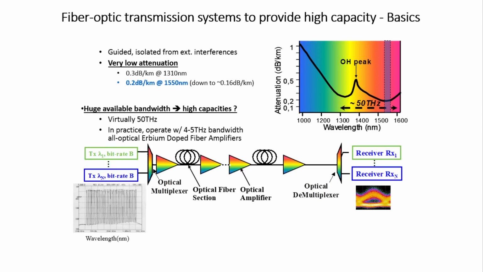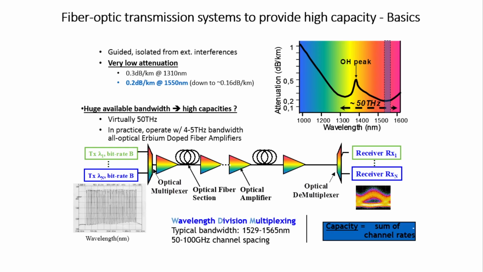Here the optical multiplexer is used at the input side. After that, the optical fiber section, and an optical amplifier to amplify the received signal. After that it is applied to the optical demultiplexer at the receiver side, and the received signal is transmitted to the end user. So this is the process of transmission of a signal over the communication channel using wavelength division multiplexing. Typical bandwidth is 1529 to 1565 nanometer, with 15 to 100 gigahertz channel spacing.